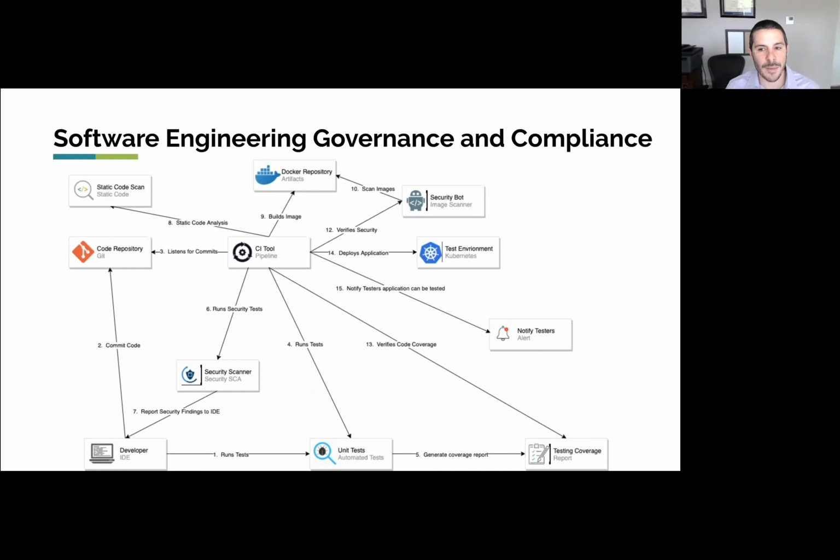Then you also have automated artifact building. So once you have that code compiled and released, where are you going to store it? And then you need to have some kind of security bot that will actually scan that image to make sure somebody didn't maliciously put something in there. And then finally, the last aspect of it is just notifications. You need to have your developers notified when something fails, something they need to look at, or even when something succeeds and is ready to be tested.